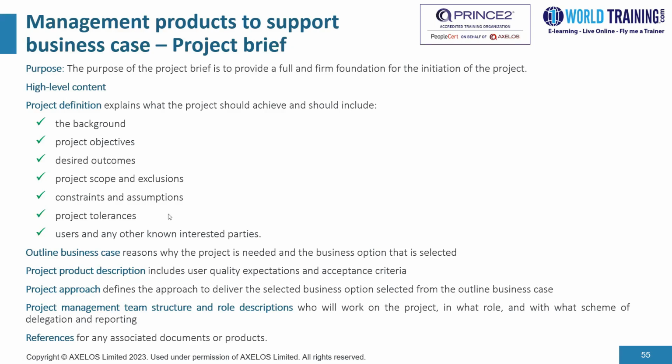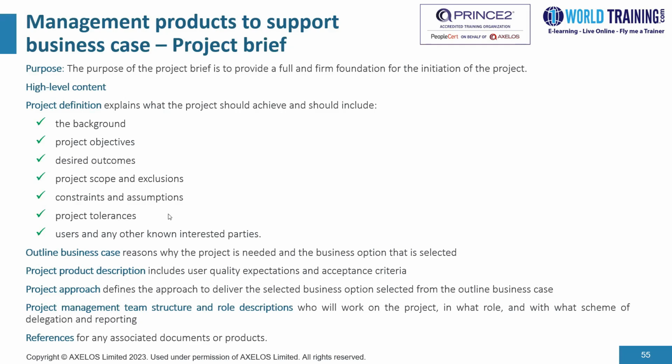What are the limitations and assumptions? What are the constraints and assumptions? Any project tolerances and users and any other known interested parties. Now, the outline business case is a part of the brief document. By outline business case, what we have in mind is the first cut of the business case, which really explains the reason for the project and the various business options to resolve the need or the problem that the project is initiated for. It also includes the project product description, which includes user quality expectations and acceptance criteria.